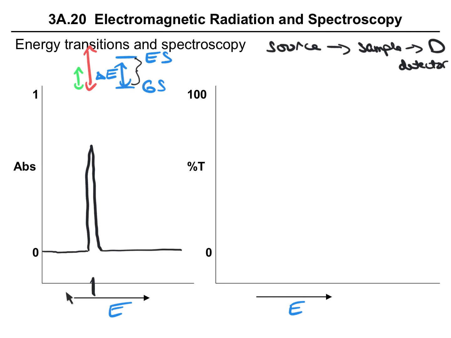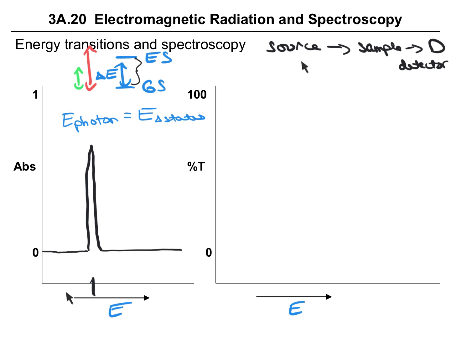So whenever the energy of a photon is less than the change in energy between the two states, then no absorption happens. If the energy of the photon is larger than this energy difference between the states, there's no absorption. It's only when the energy of the photon matches the energy of the change in states that the photon is absorbed. Now, another way that we might see our spectrum is to look at percent transmission.